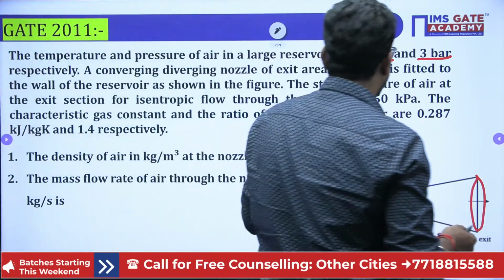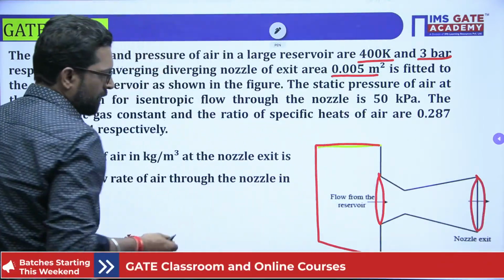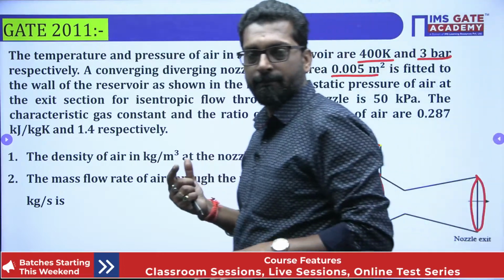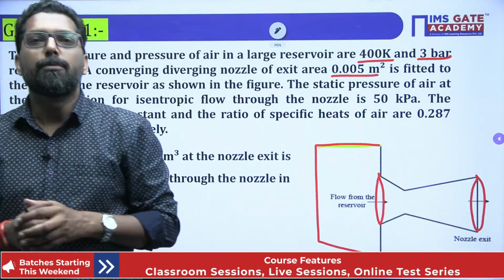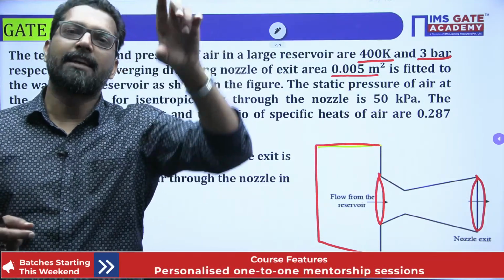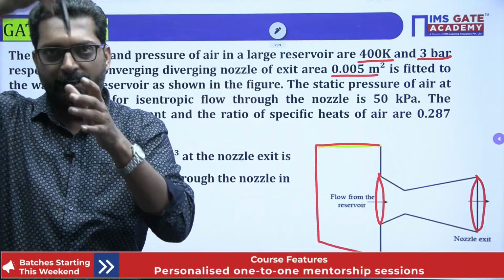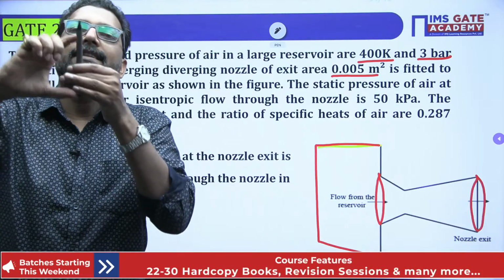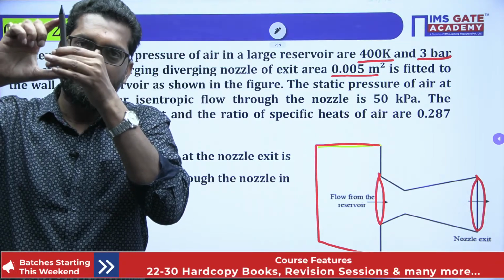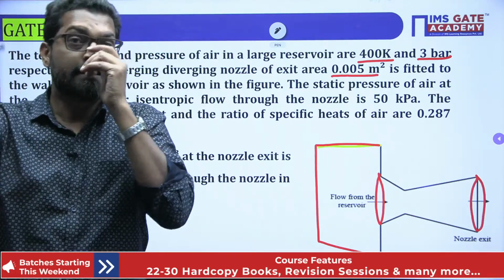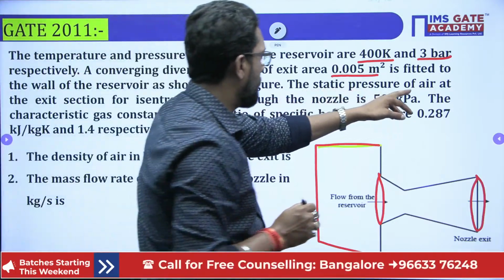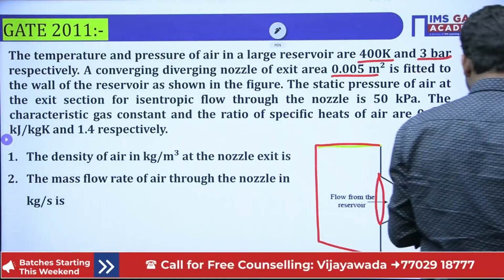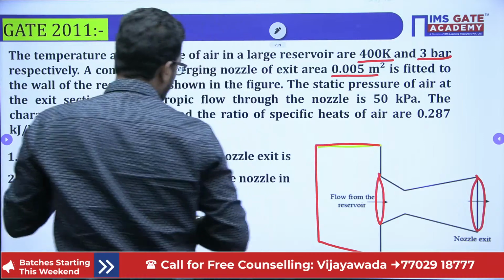The static pressure of the air at the exit section. That means at this exit section, what is the static pressure? We can measure it with a piezometer. There is a piezometer, we can measure the static pressure. That means if there is a pipe and you fit a piezometer, the rise of the fluid in that piezometer measures the static pressure. So the static pressure of the air at the exit section is given. That is given.